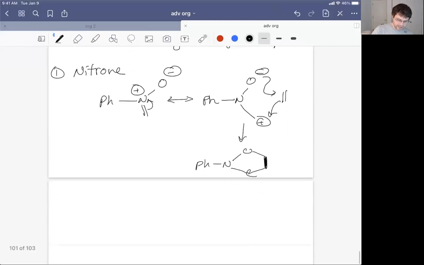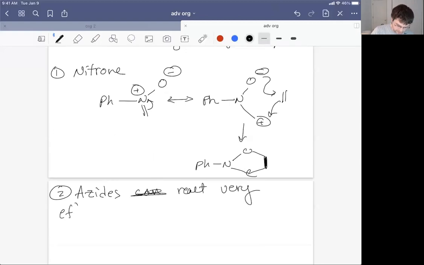But we now have carbon oxygen bonds being formed, and then an interesting nitrogen oxygen functional group present. Okay, now I said that azides were good examples of dipoles in these 3+2 dipolar cycloaddition reactions. It turns out that azides react efficiently with alkynes. This is often called click chemistry.